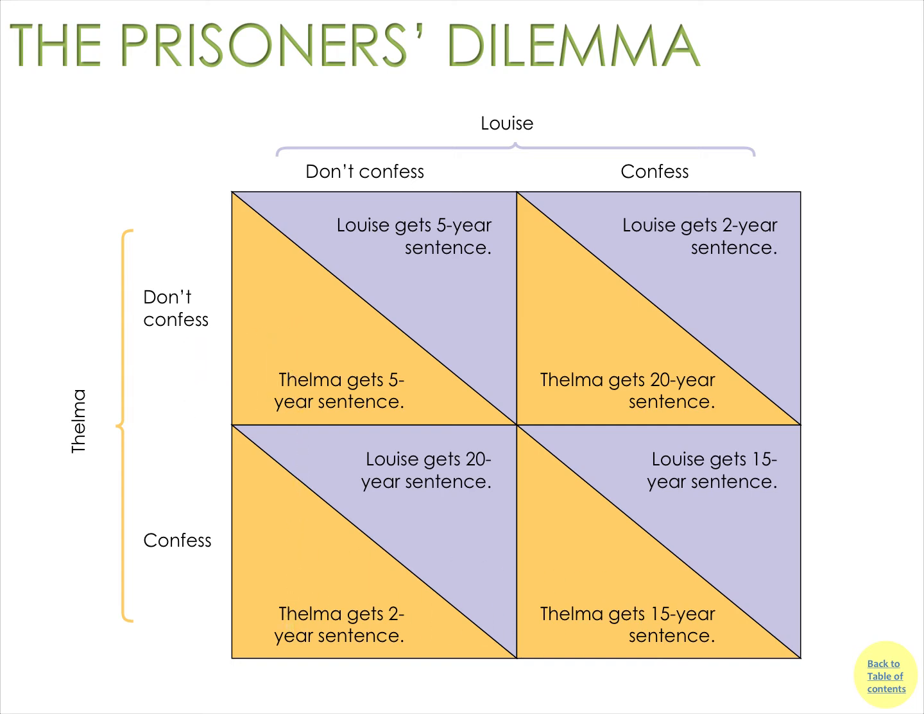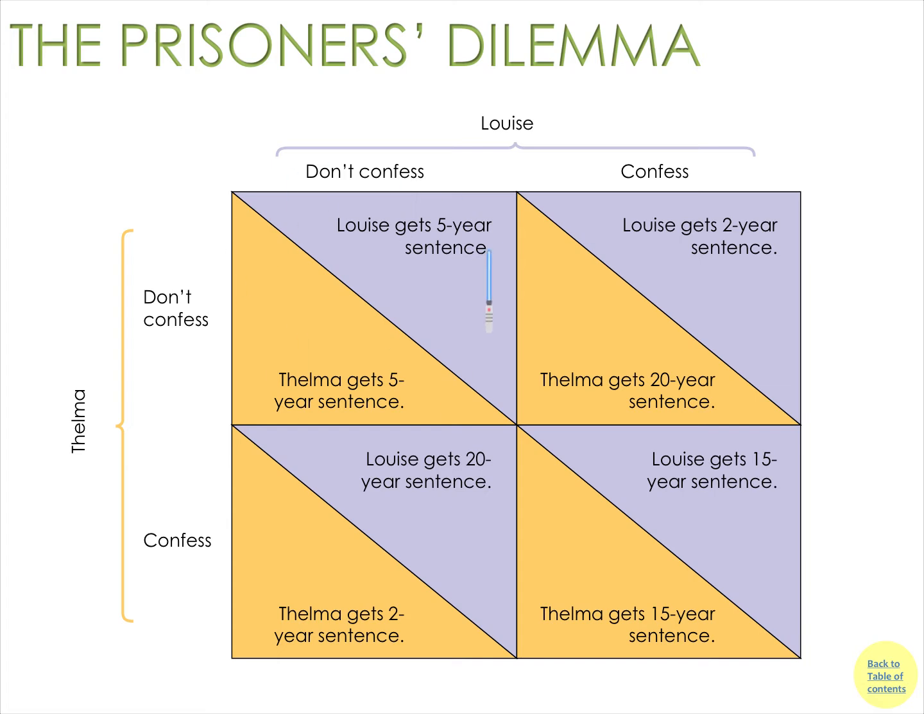So they're caught near the scene of a crime, and there's some circumstantial evidence, but not enough to prove that they did this crime. So they're being held in adjacent cells, and they're being given the option of confessing or not confessing, right? So if they don't confess, let's look at Louise. If she does not confess, she gets a 5-year sentence if Thelma also does not confess. So this top left box here is when they both don't confess, whereas the bottom right box is where they both confess. Louise confesses, Thelma confesses.